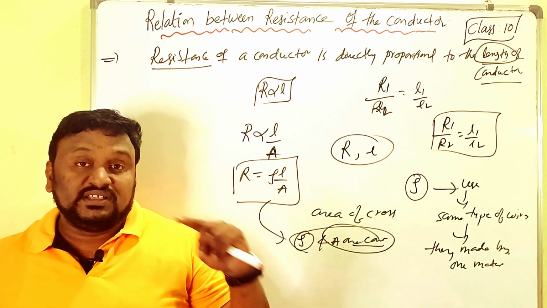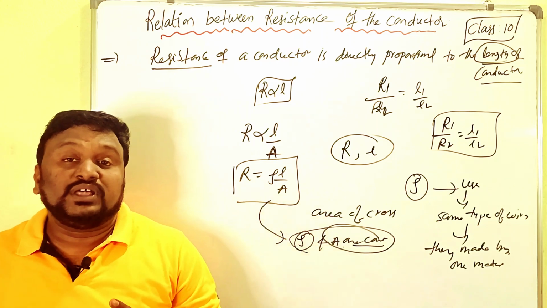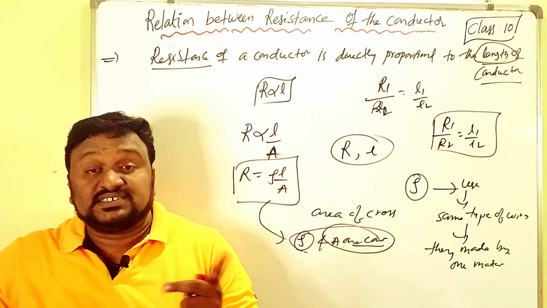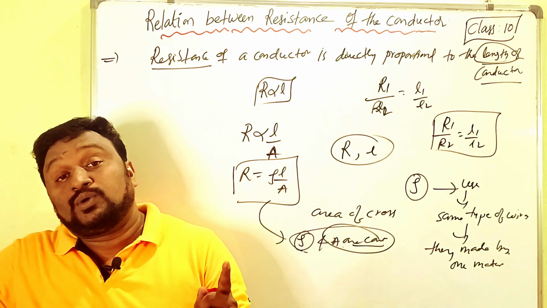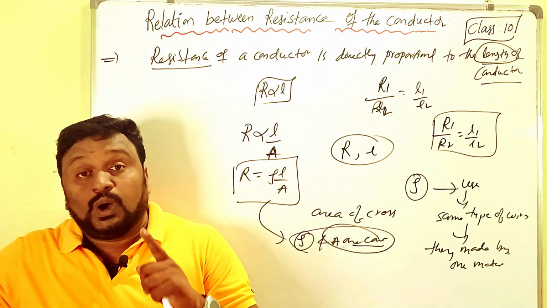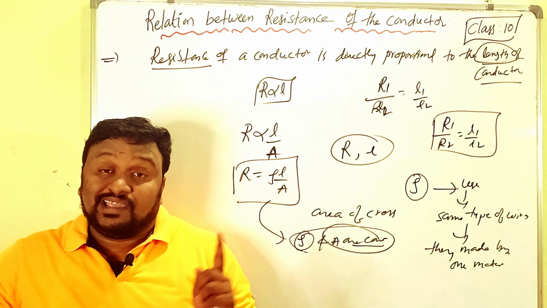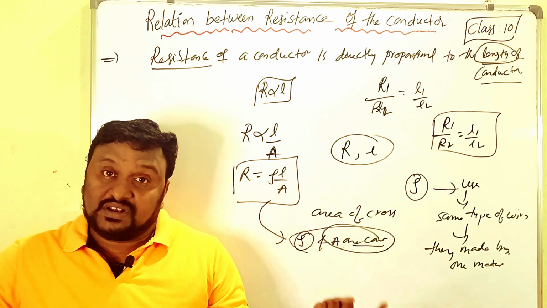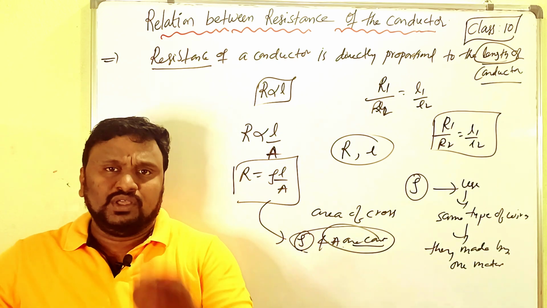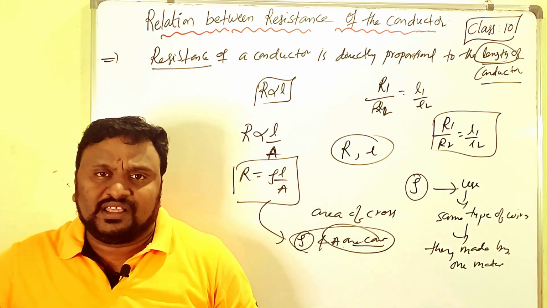In this activity, if you want to prove the relation between the resistance and length, rho and A should be constant. How can we maintain rho constant? By using the same type of material. Either you can use copper, or silver, or anything. You can take only one type of material.